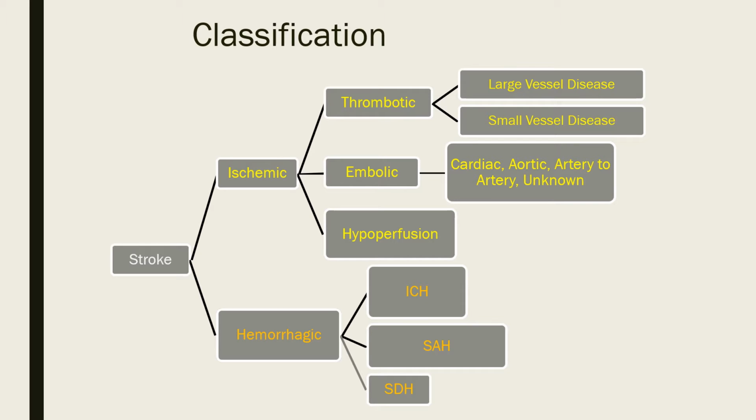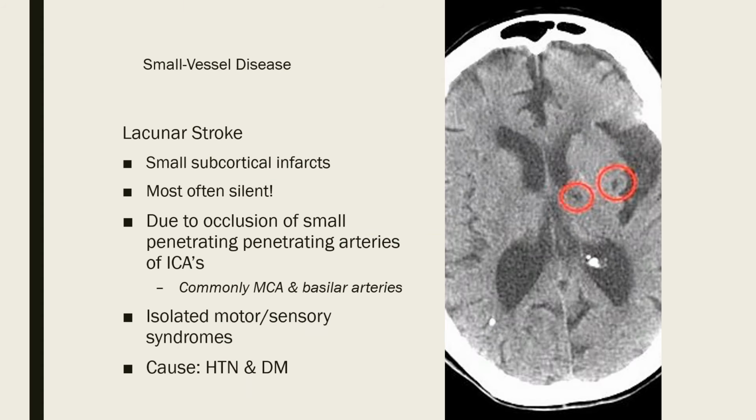Thrombotic, just like an MI in the heart, a plaque ruptures causing a thrombus that occludes the blood flow to that area of the brain. This can further be divided based on whether it occurs in a large vessel, such as the carotids, vertebral, or basilar, or a small vessel, such as the penetrating arteries of the cerebral arteries. Small vessel strokes are primarily lacunar subtype.